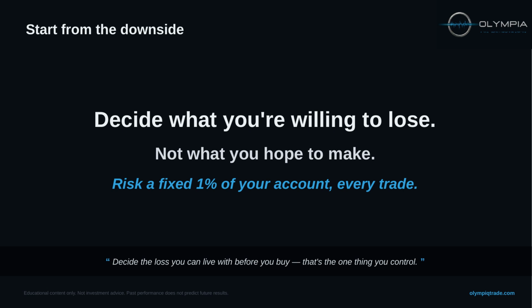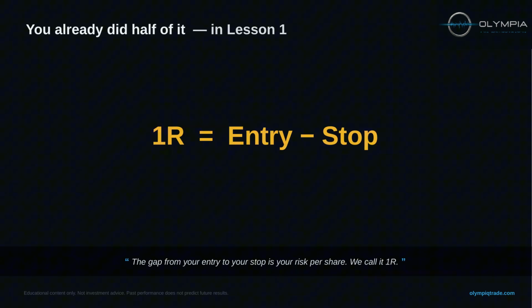Professional traders pick one number first. Risk a fixed 1% of the account every single trade. Always start from the downside and work your way to the upside. Remember, you already did half the work in lesson 1. Remember, R represents risk. Your risk per share is just entry minus the stop, and we call it 1R.